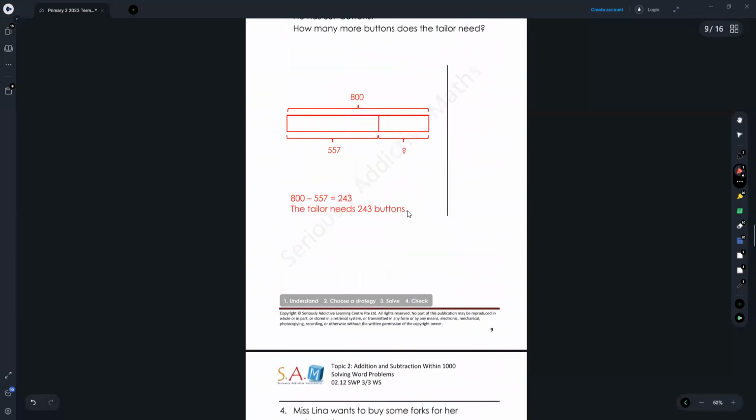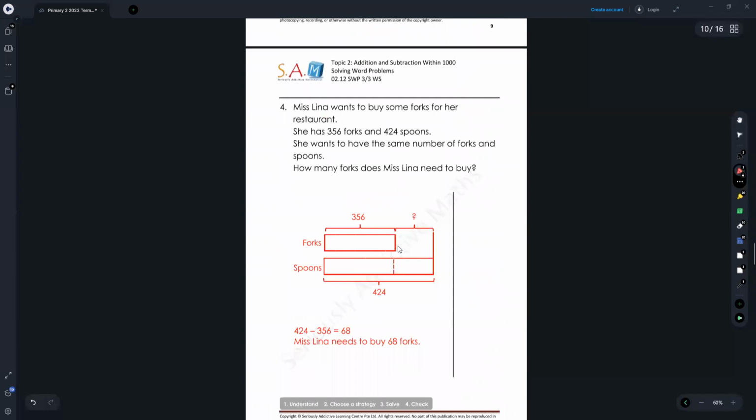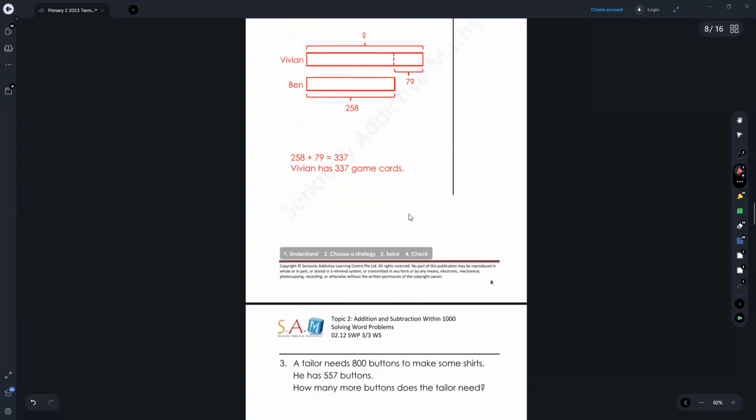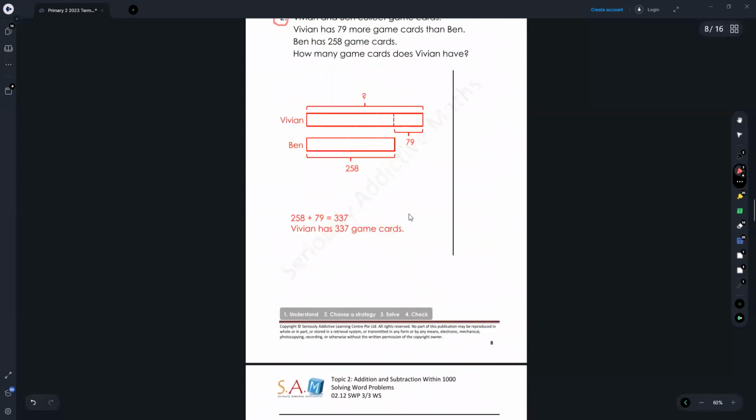There's only one other comparison model, so I would like them to do that as homework. I think we can just stop it there. If the lesson ends earlier, remember there's a test paper you can get them to do first. All right, that's it for this week's P2 lesson. Thank you.